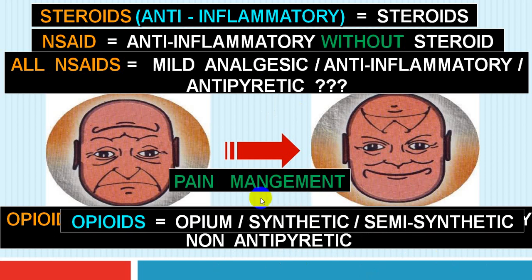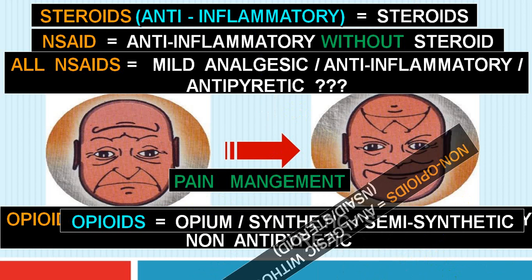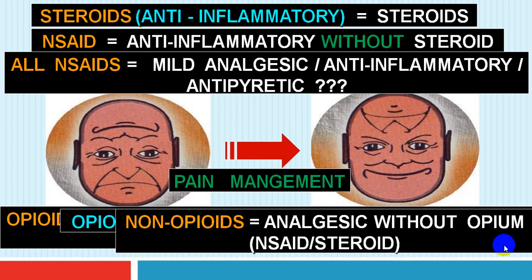Opioids are basically opium compounds, may be natural or synthetic or semi-synthetic preparations. Non-opioid analgesics are analgesics without opium, that is NSAID and steroids. Non-steroidal anti-inflammatory drugs and steroids. So this becomes non-opioid because they do not contain opium compounds. And in NSAID, we have got aspirin, we have got other non-steroidal anti-inflammatory drugs, and we have got a separate compound we call acetaminophen or paracetamol, which is not included in NSAID.